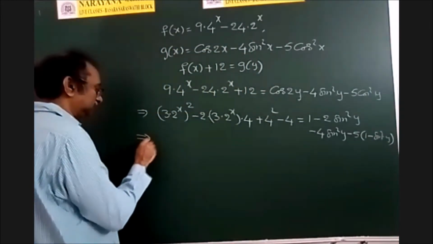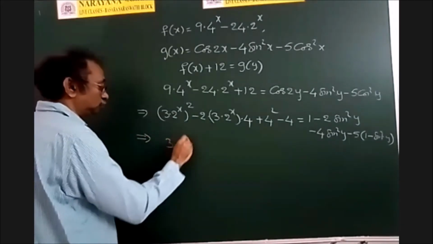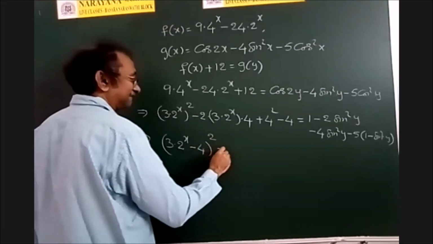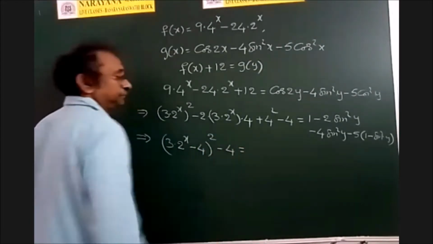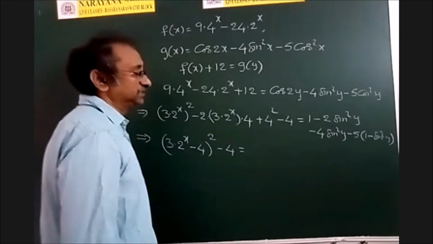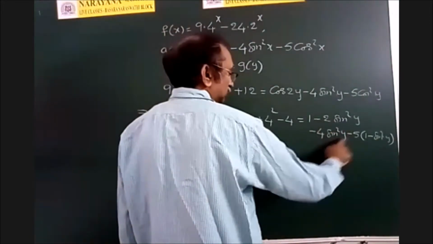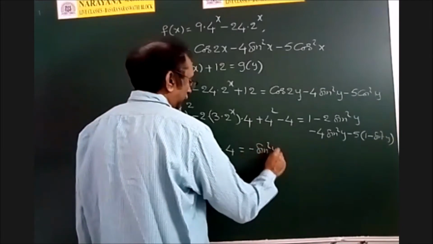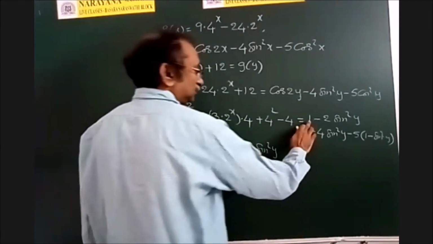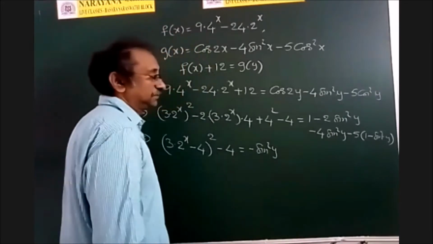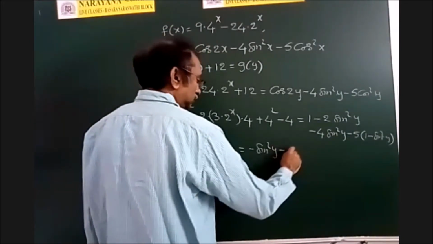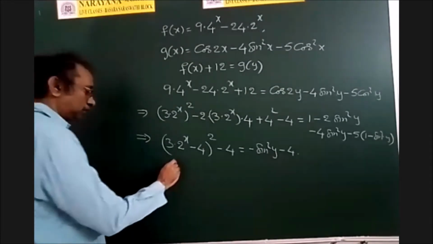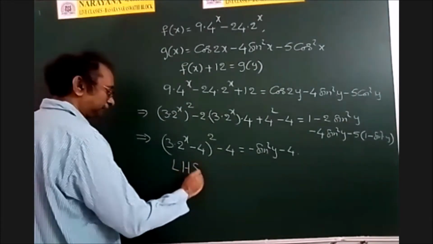And this implies 3 into (2 power x minus 4) whole square minus 4 is equal to, and what is that? So minus 6 sin square y plus 5 sin square y. So minus sin square y. So plus 1, and that one is minus 4, minus 5. So that is minus 4. Okay. And therefore, what is the left hand side?